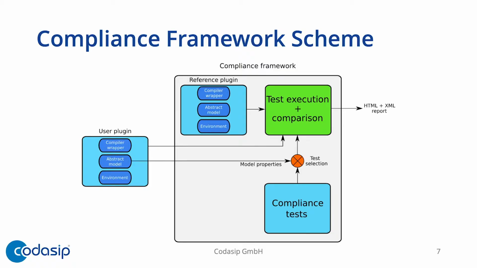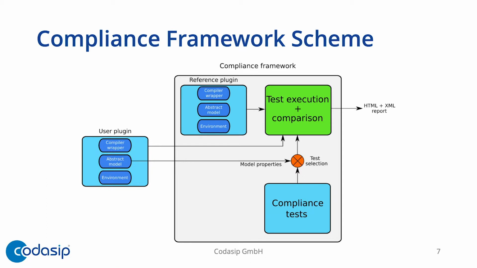So when the framework loads the user plugin, it searches for all compliance tests. Then, based on the user model's configuration, the framework selects the subset of these tests, so only the relevant ones are executed. The next step is the subset of tests is compiled and executed on user model and on reference model. For reference model, we currently use Spike, but we are waiting for formal group to finish their formal model, so we can use that. The formal model should be more powerful than Spike.